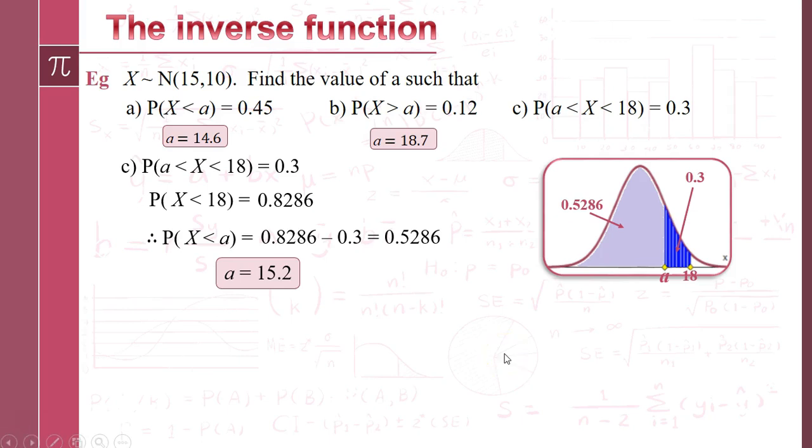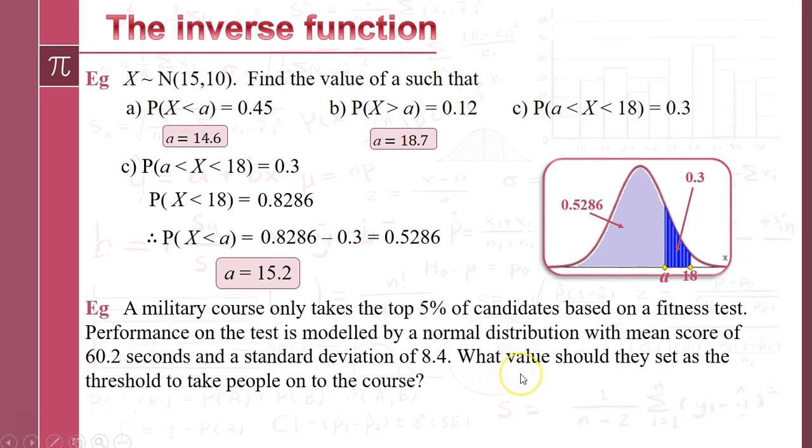Okay, so last thing we're going to do now, a quick contextual example. So there we go. We've got a military course that takes the top 5% of candidates based on a fitness test. So they do an assault course or whatever it is, and the mean time for that assault course is 60.2 seconds. You've got a standard deviation of 8.4 seconds. What value should they set as the threshold to take people onto the course?